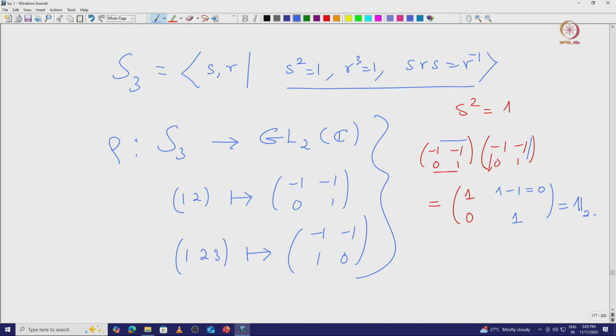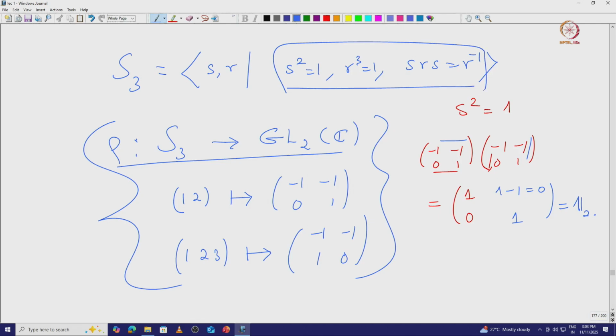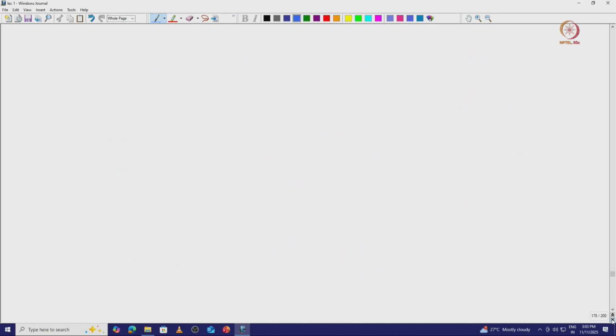I will leave it to you to check the other relations. So by just declaring what the images of the generators are, we will be able to say this is indeed a representation. And whenever we write that this defines a representation, it is assumed that we have checked the relations. Indeed, the representation that we have defined is an irreducible representation.